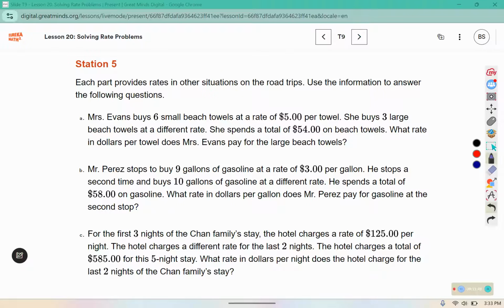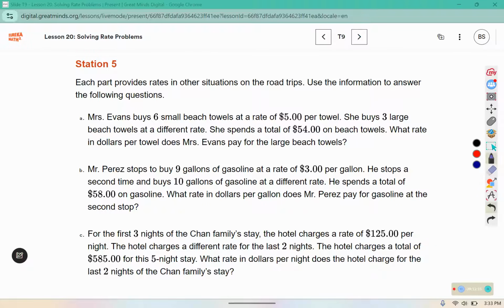Each part provides rates and other situations on the road trips. Use the information to answer the following questions. Mrs. Evans buys 6 small beach towels at a rate of $5 per towel. She buys 3 large beach towels at a different rate. She spends a total of $54 on beach towels. What rate in dollars per towel does Mrs. Evans pay for the large beach towels?